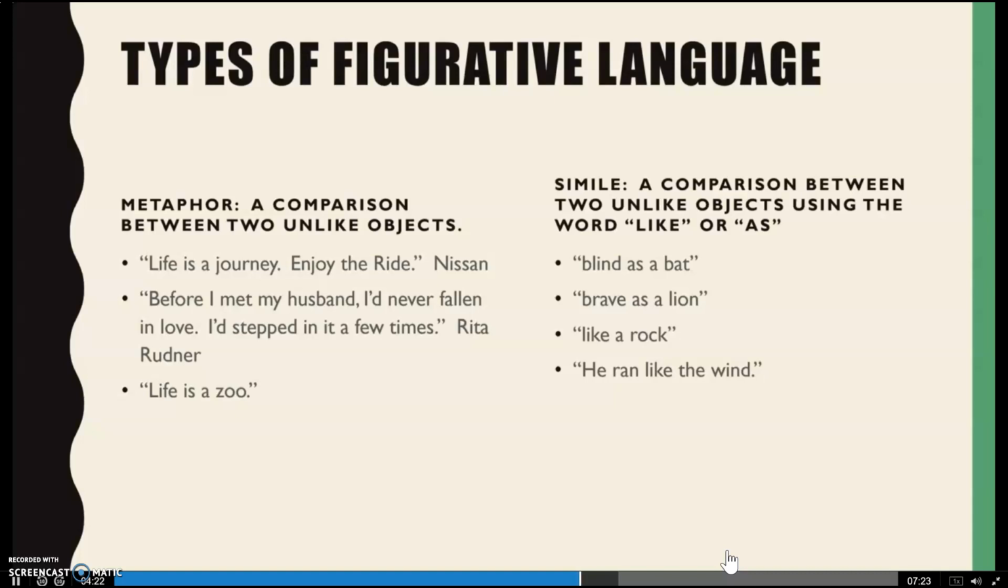So we say blind as a bat. Bats are blind, so when a person is blind or having trouble seeing something, we say they're blind as a bat, even though we shouldn't be comparing them to a bat. Okay? So a simile, just like a metaphor, but a simile uses like or as in the comparison. Brave as a lion, like a rock. He ran like the wind. Okay, running in the wind is not the same, but the simile is comparing it so we know that he ran fast.